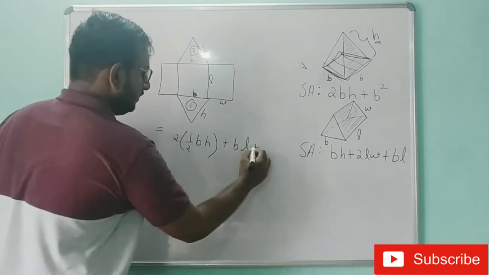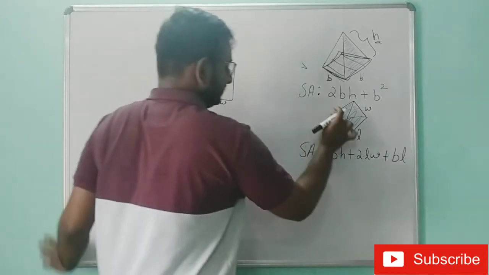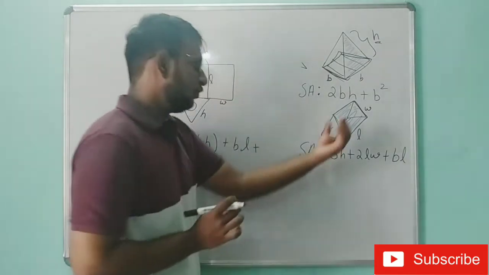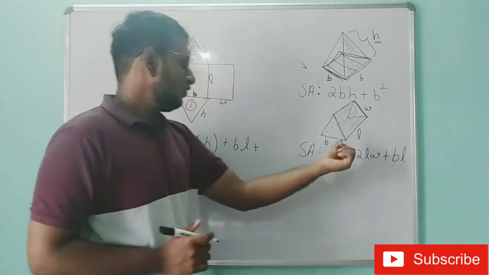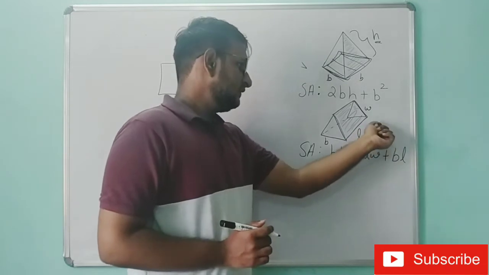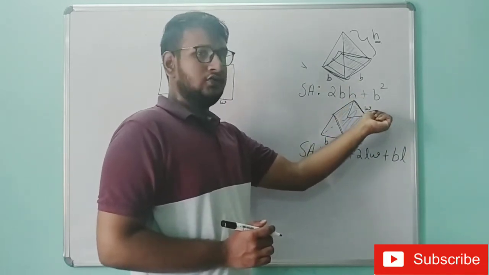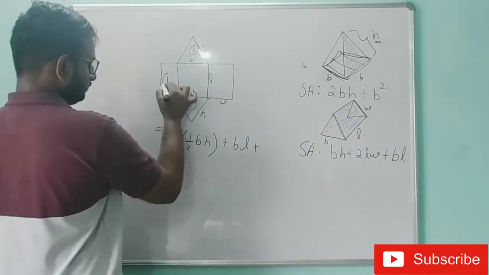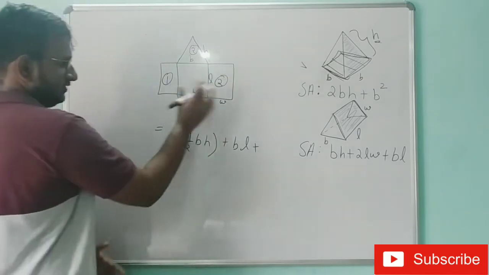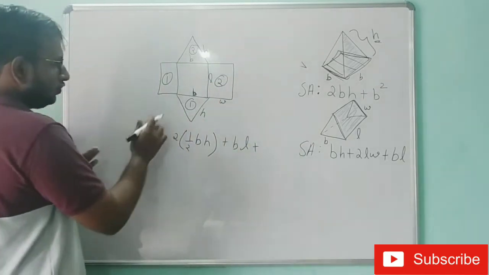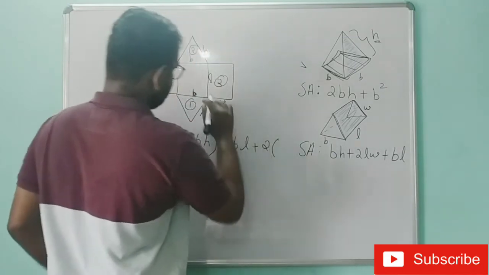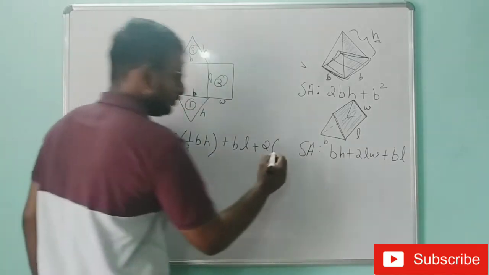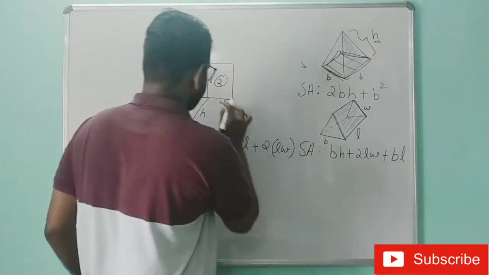Then we have two sides, this side and the other. The right and the left portion of the triangular prism. Here the base is L and the height is W. There are two sides, the right side and the left side, so we will have 2 times the area of this portion, which is half of breadth into height, which is half of L into W.